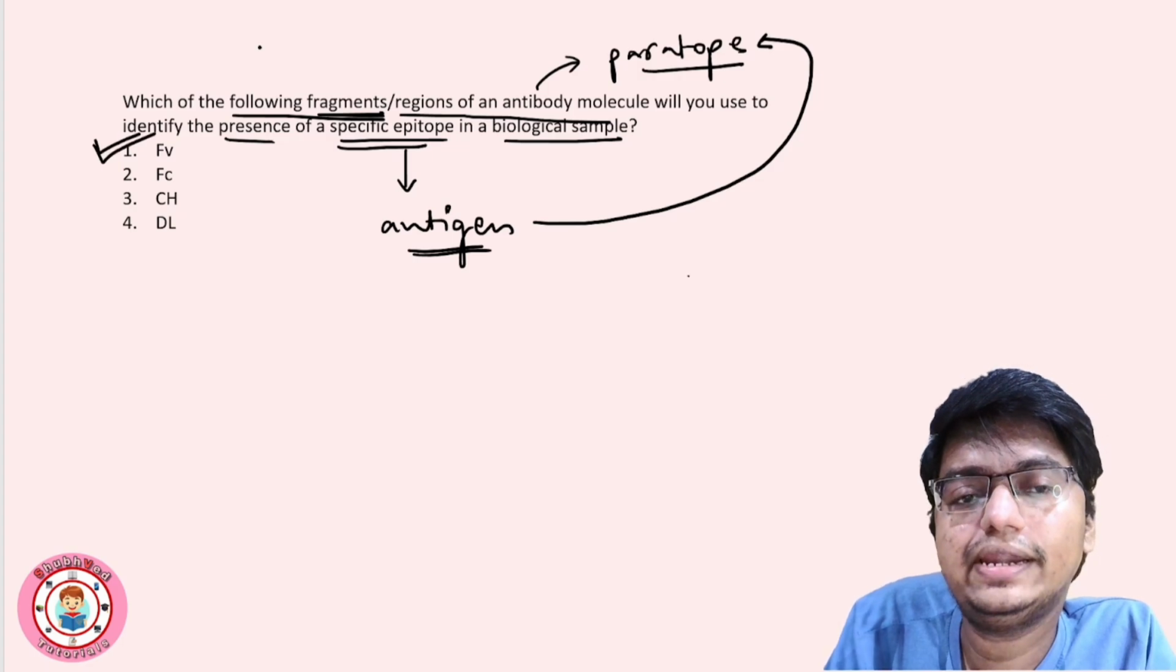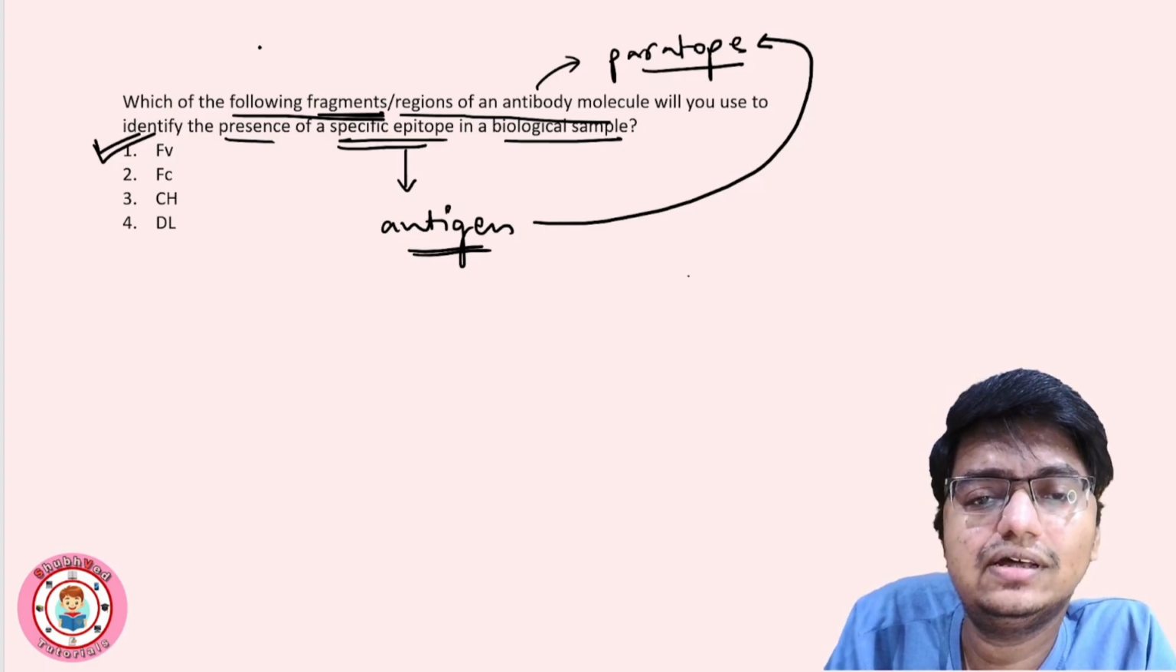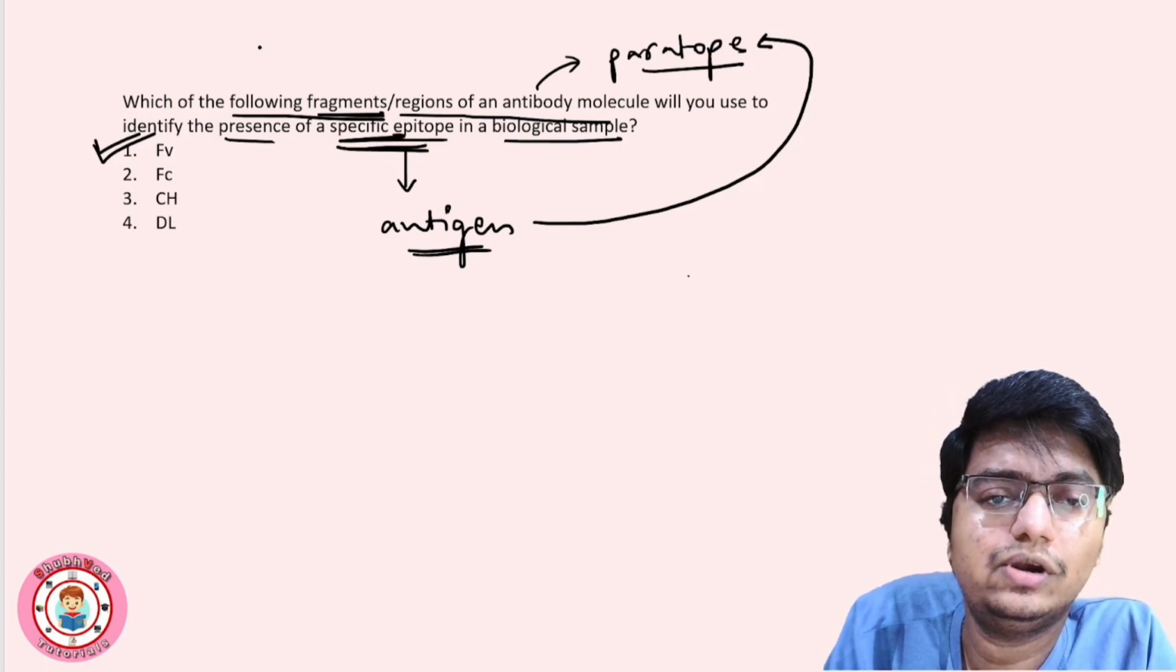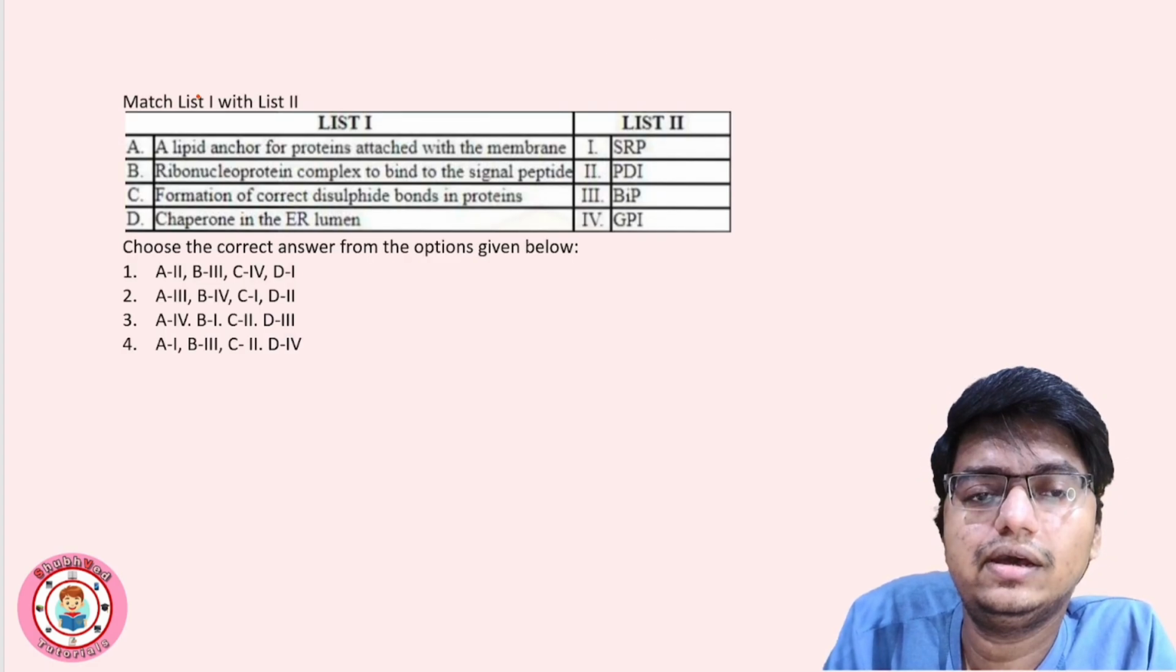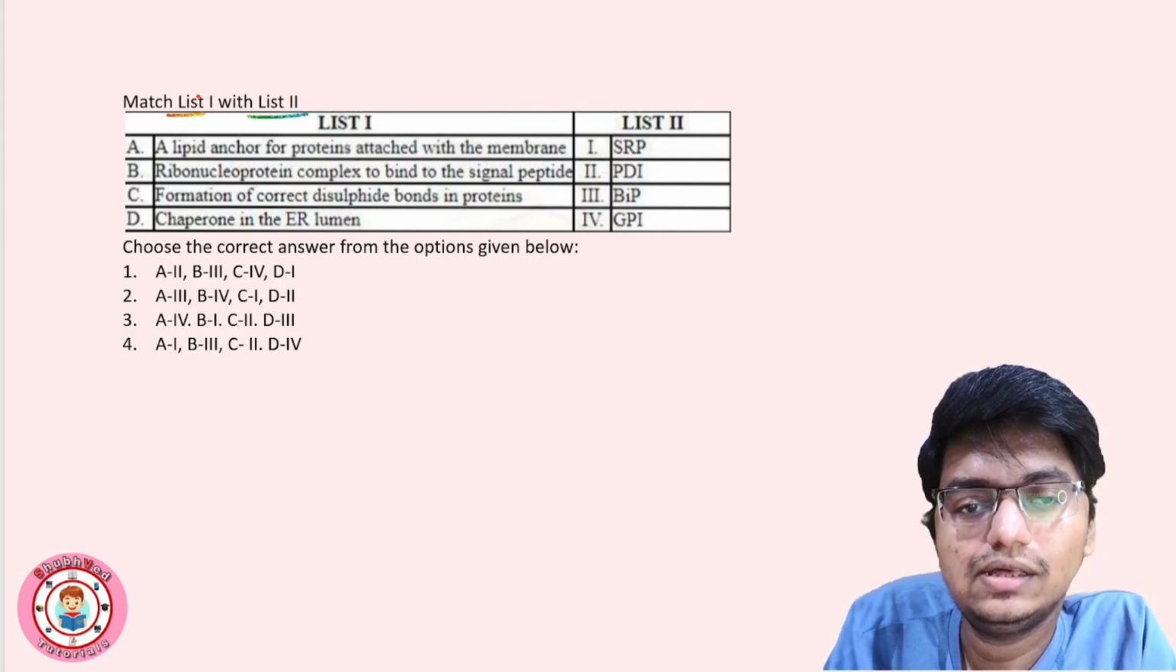Variable fragment Fv, a variable region which will recognize the specific epitope. Got it? Again, match the column list 1 with list 2. This is also easy.